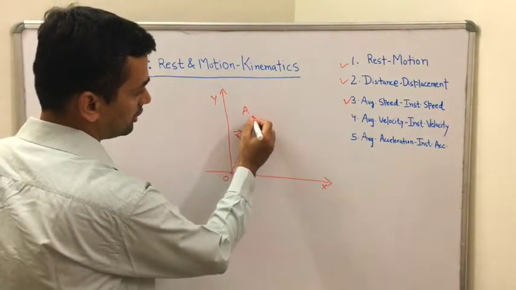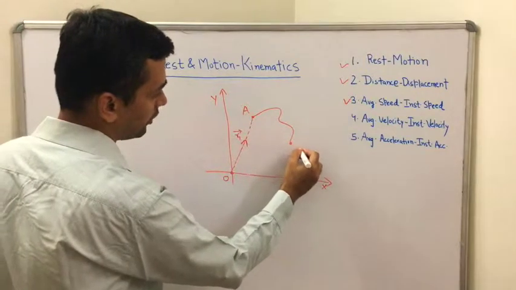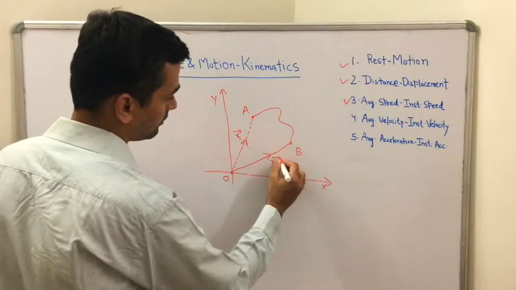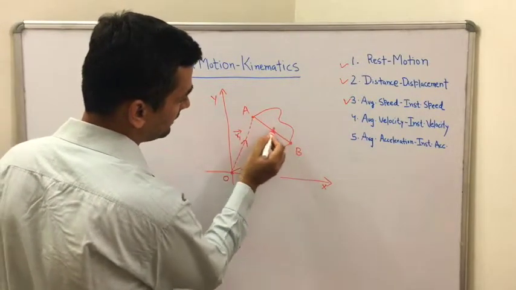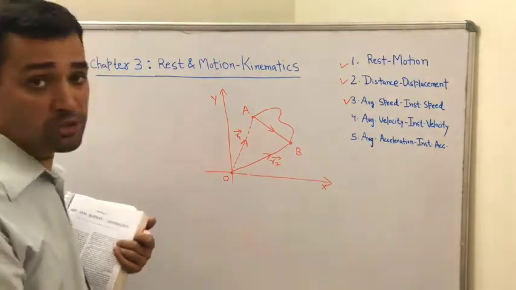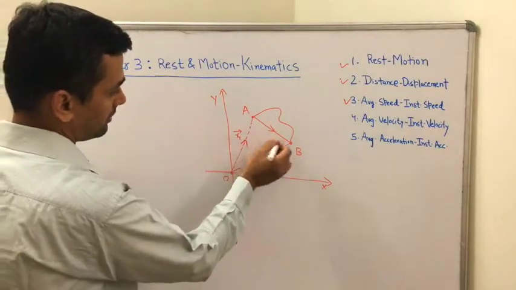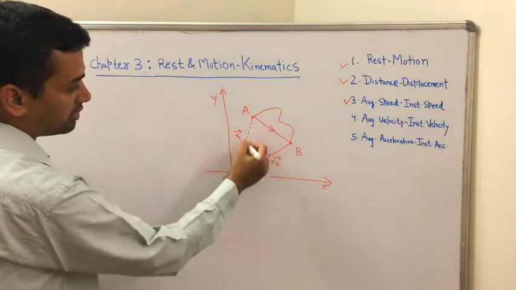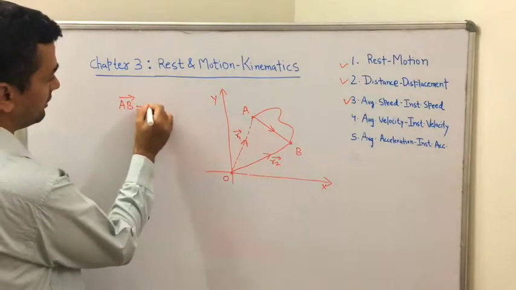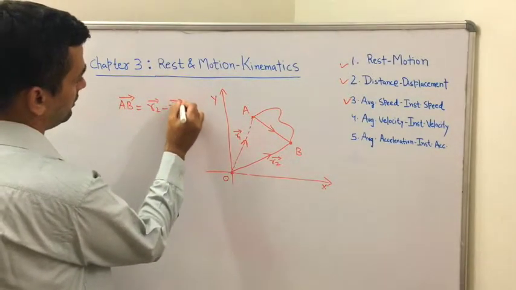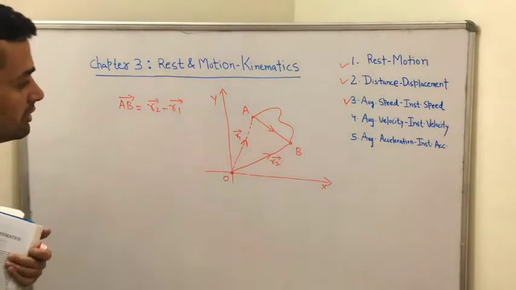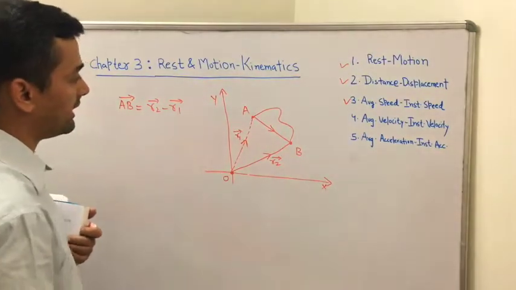Now this particle moves and reaches point B, with position vector r2. What is the displacement of the particle in this direction? As you know, displacement is a vector; distance is a scalar, displacement is a vector. From the triangle rule of addition of vectors, AB is given by r2 minus r1. So the displacement in the frame of reference O is given by the difference of the position vectors of A and B.